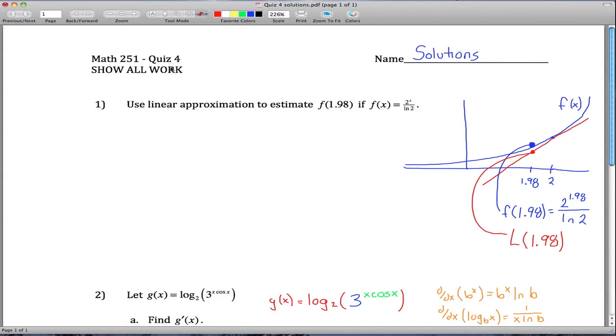Alright, here are the quiz 4 solutions. I decided to redo the solutions because the quiz didn't go very well for a lot of people, so I thought a little extra explanation might help folks out a little bit.